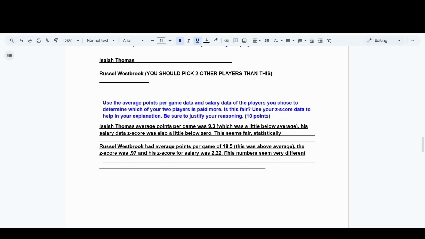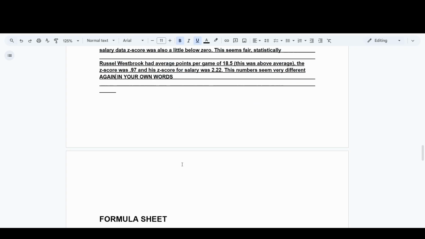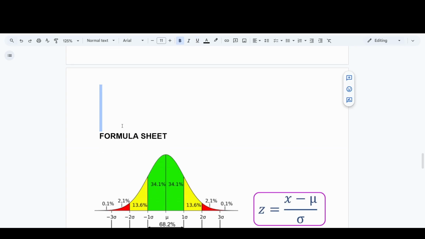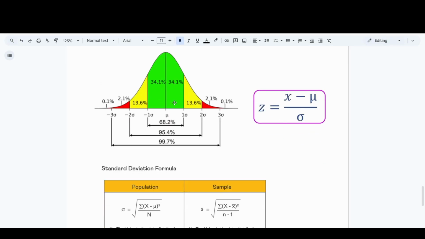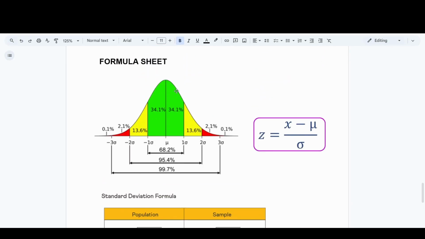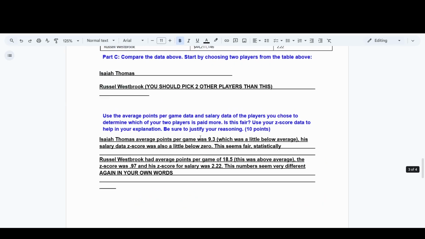So you can add more to this, again in your own words. With this, you're just discussing their difference in z-scores for their salary and for their average points per game, which were those two charts. That's pretty much it. Again, with this formula sheet, you can use this on the exams. This is a good reference, especially this one for the normal distribution, the bell curve. And that's pretty much it.